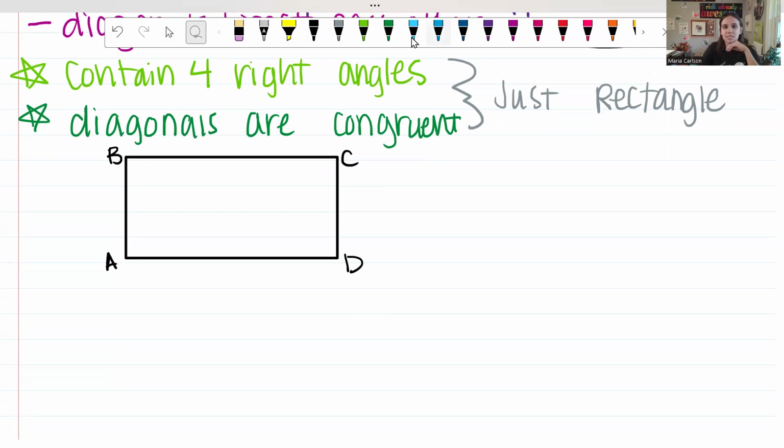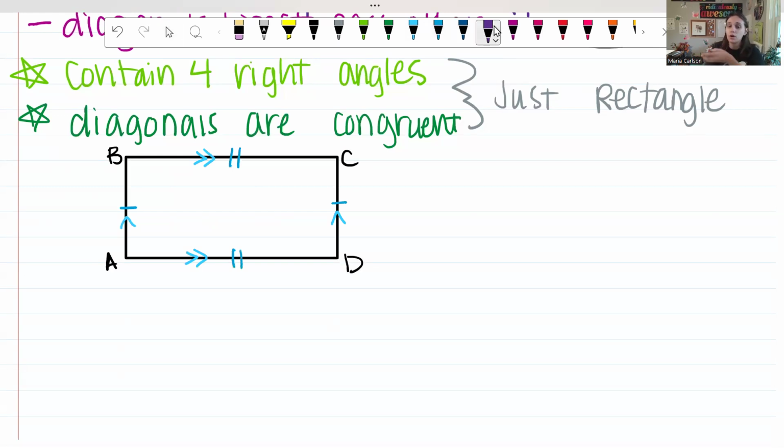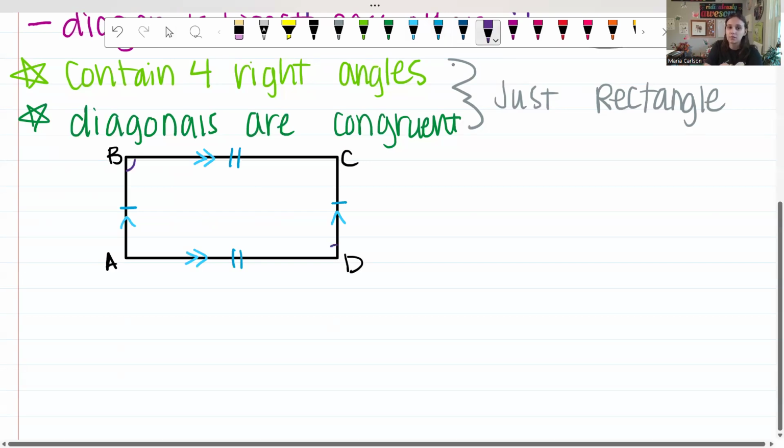We know the opposite sides are parallel. So AB and CD are parallel, and BC and AD are parallel as well. Opposite sides are also congruent. So AB and CD are congruent to each other, and BC and AD are congruent to each other. We also know that those opposite angles are congruent, right? So B and D are congruent. A and C are congruent.